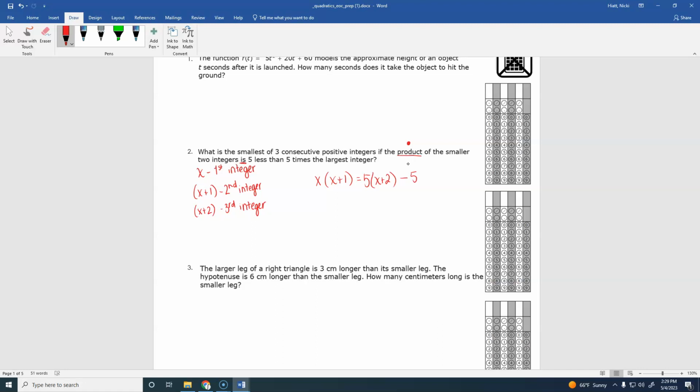Now, this is not easy to solve. What do we need to do? Any ideas? What should we do? Okay, we want to solve for x. To do that, we're going to need to distribute. What do we get when we distribute right here? x squared plus x. And over here, we'll get 5x plus 10 minus 5. Oh, gracious. I can put 10 and 5 together. Let me just do that.